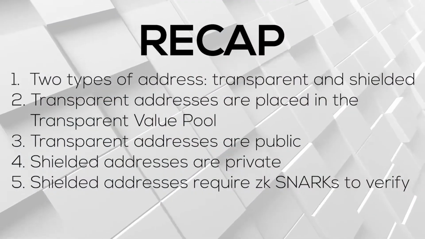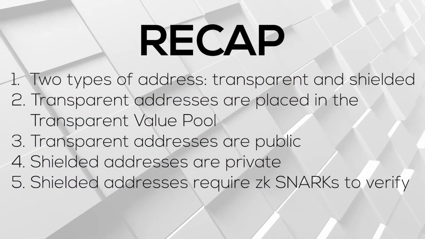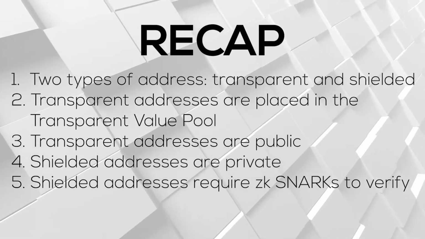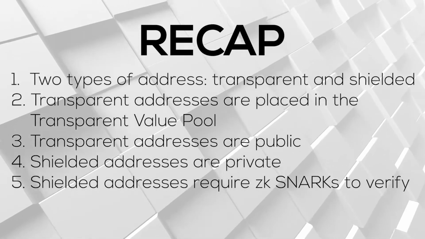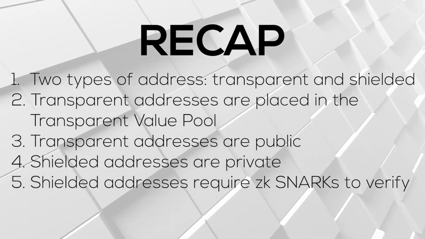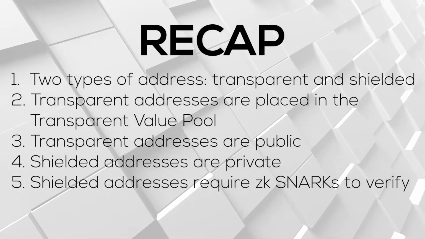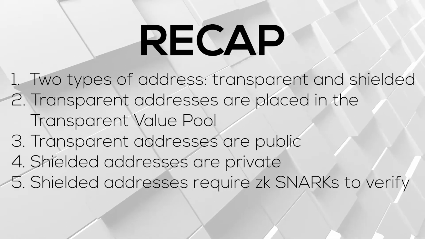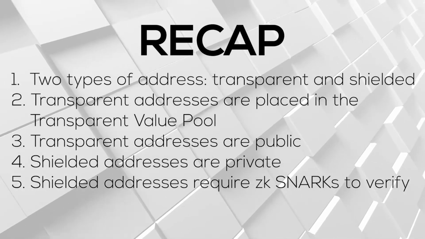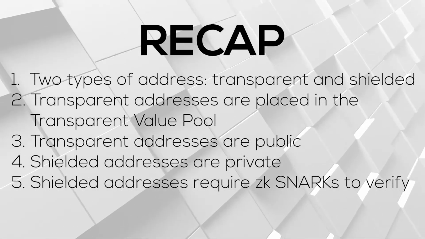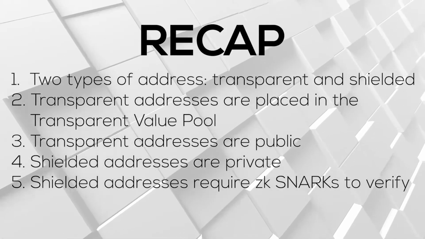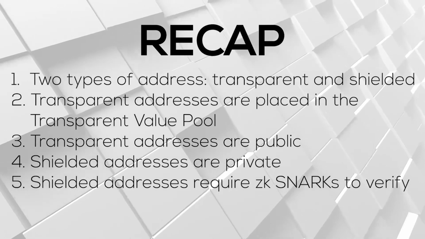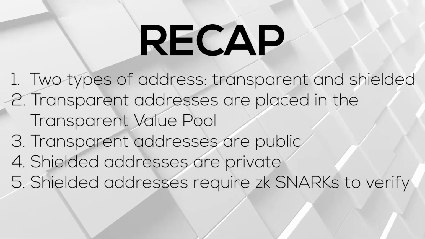So let's recap. There's two types of address: transparent and shielded. Transparent addresses are placed in the transparent value pool where they can be viewed publicly. Shielded addresses are encrypted or hidden. Since this is what gives Zcash its strong privacy feature, verifying this data without compromising it would require the ZK-snarks technology to be coded on the Zcash blockchain. Let's talk about that.